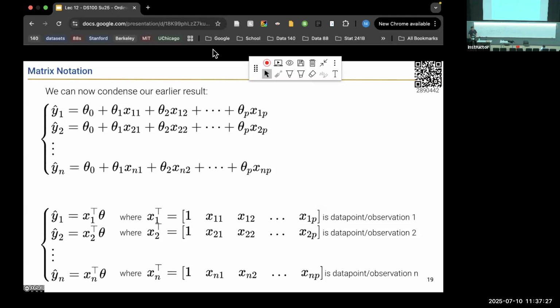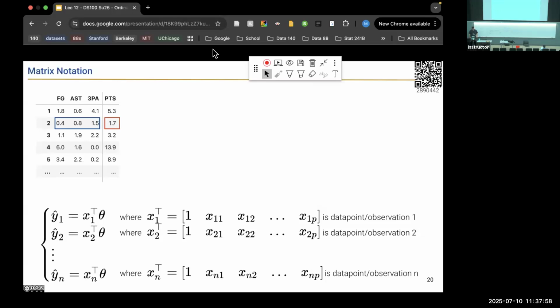y2 hat can be written as x2 transpose theta, where x2 transpose is the second row of our data set, the second observation, plus a 1 in the front. And then you take out the y's, of course. We don't want the y's to be in the predictions. If you know the y already, why would you even bother using these x's? And all of the thetas are the same, because we want to fit just one set of thetas for all of these and for new data points as well.